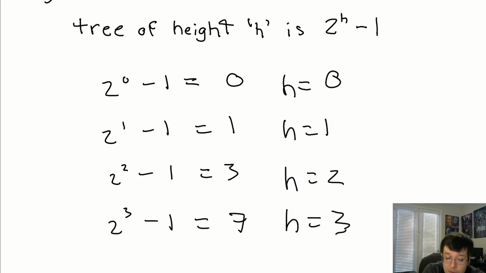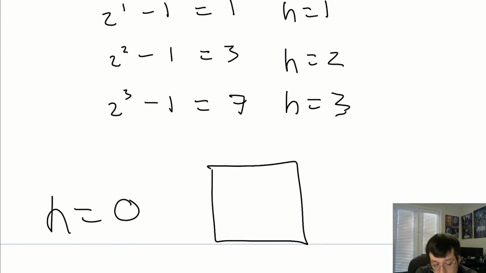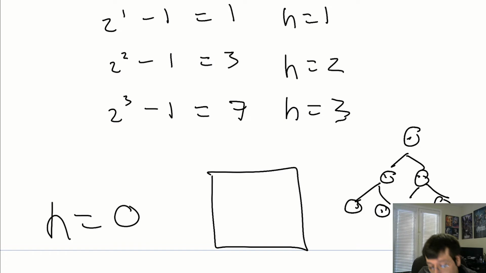If you're trying to compute the number of nodes of a tree, say I would like to know how many nodes I can fit in a tree of height 3. Well, that's 2 to the third minus 1, so 2 to the power of 3 is 8, minus 1 is 7. So I can put 7 nodes in a tree, okay? What that would look like is 1, 2, 3, 4, 5, 6, 7, like that. So there you have a tree of height 3.